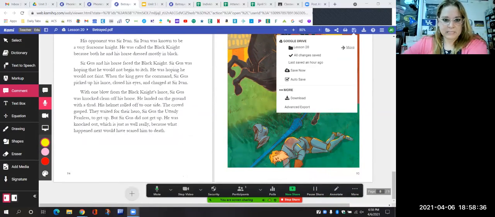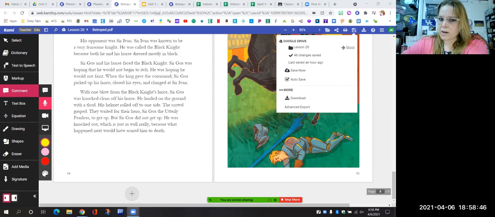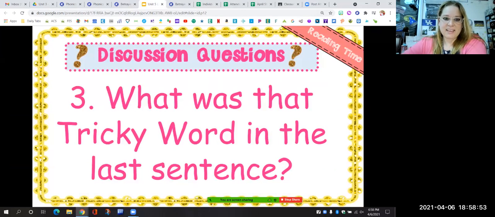Okay, back to the story. Here we go. Reshare. All right, the very last sentence. It says, he was knocked out, which is just as well, really, because what happened next would have scared him to, there's that word. What was that word? Death. Yes, it would have scared him to death. So the tricky word in the last sentence was death.